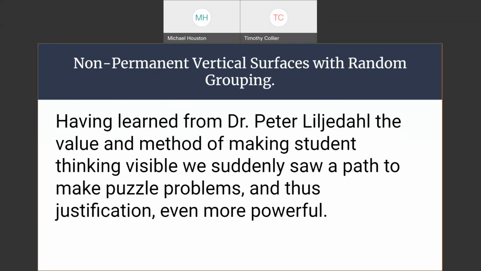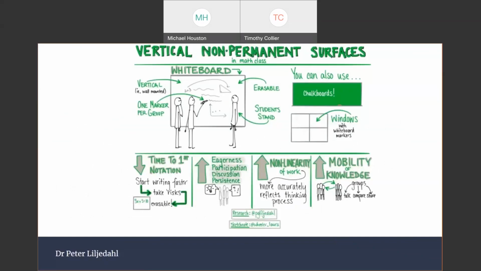So one of the light bulb moments that I had after going to see Dr. Liljedahl at a T Cubed was his research on vertical non-permanent surfaces. This changed the culture in my classroom. I cannot tell you how much my kids love to go to the boards. You saw some of the boards earlier, some pictures of my kids at the boards. If you haven't used this technique in your classroom, it is very, very powerful.